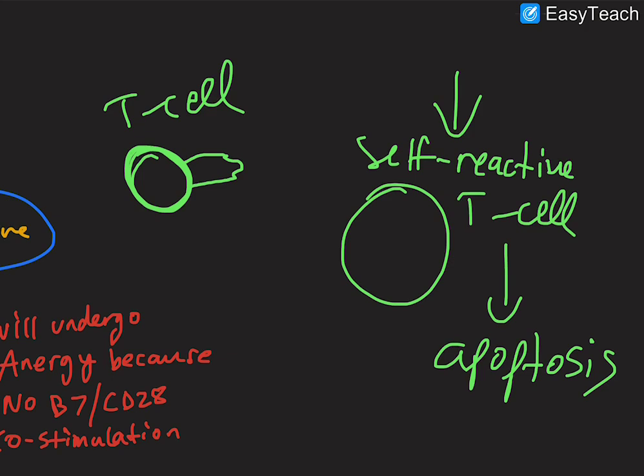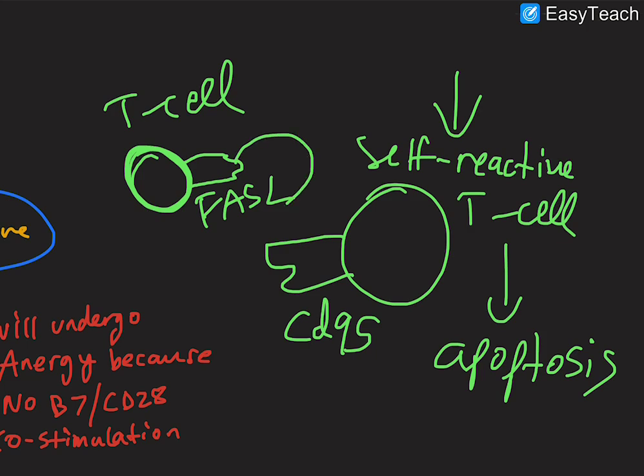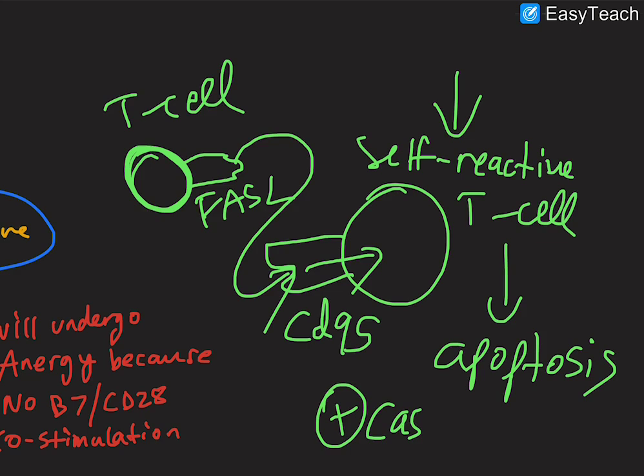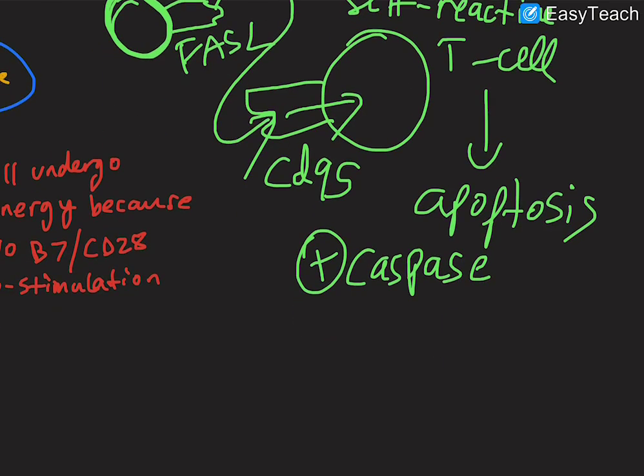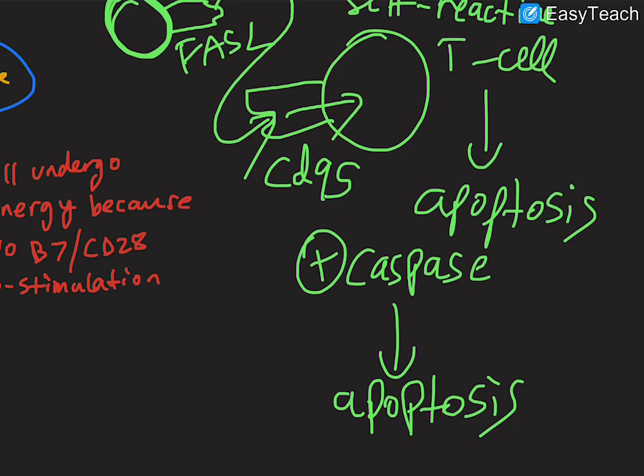So what happens is this T cell, the self-reactive T cell, has Fas on it or CD95. So it's a Fas receptor. And another T cell nearby can have Fas ligand, right? And if this T cell binds to the self-reactive T cell, we're going to have a signaling pathway, activation of caspase, right? Remember caspase, and then this will lead to apoptosis and destruction of our self-reactive T cell, which is good because we don't want it attacking our own tissues.